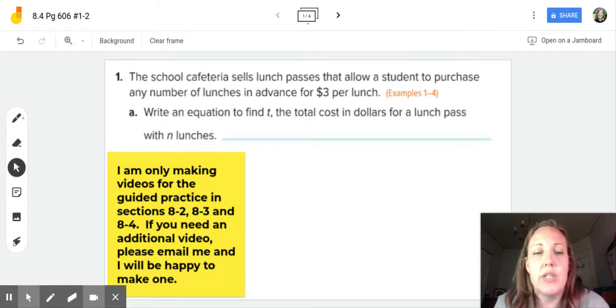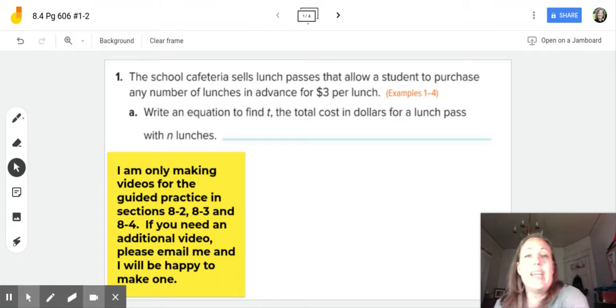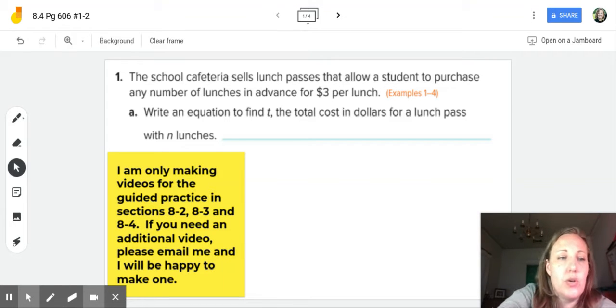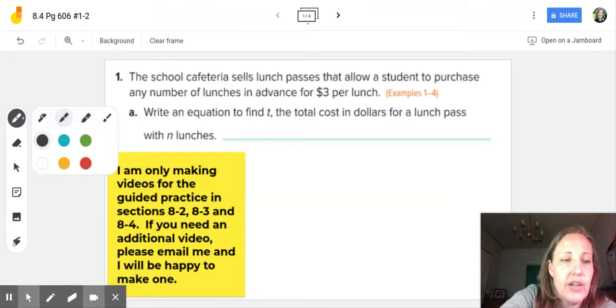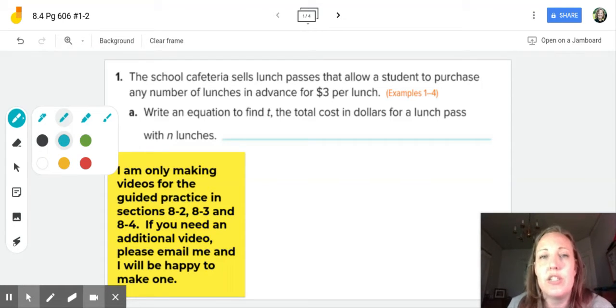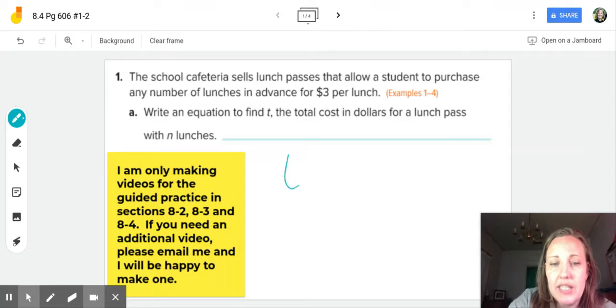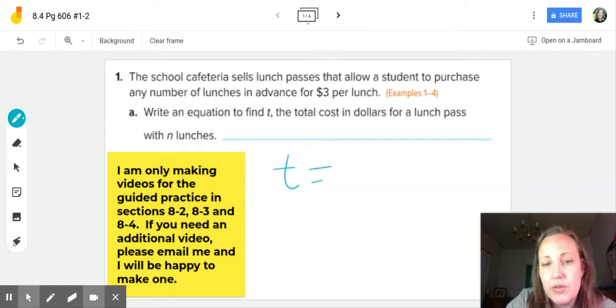And it says we're going to write an equation to find T. Okay, so that's kind of a clue. If we're finding T, usually we write an equation in terms of Y, in terms of the output, what we're trying to find. So T is like the output is equal to total cost in dollars for a lunch pass with N lunches.